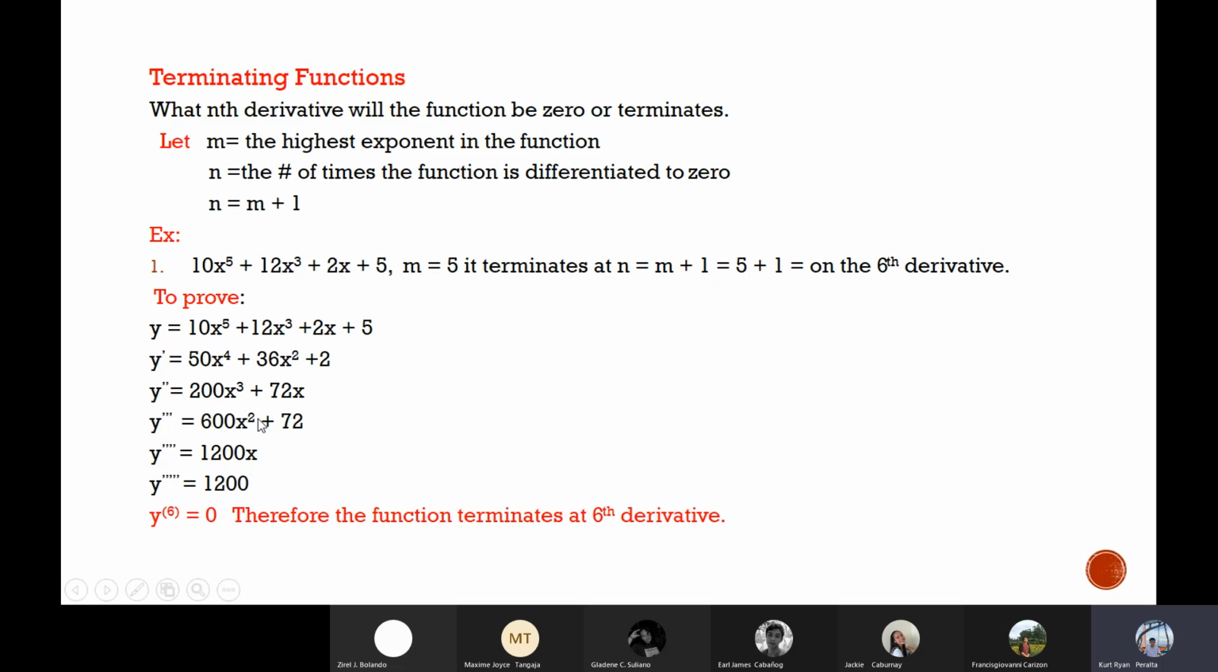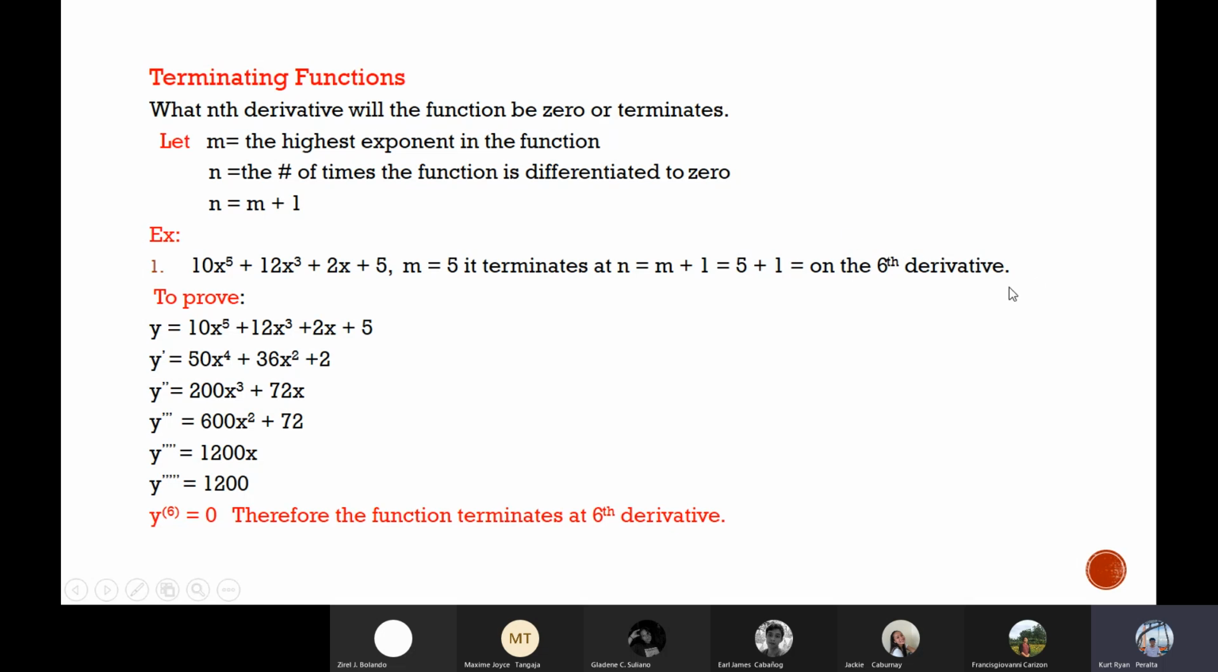The fourth derivative is simply 2 times 600, so makuha na nato 1200x. And then the fifth derivative is just simply 1200, since wala man siya exponent. Okay, 1 ra ba ang exponent niya dire. And the derivative of the constant is 0.